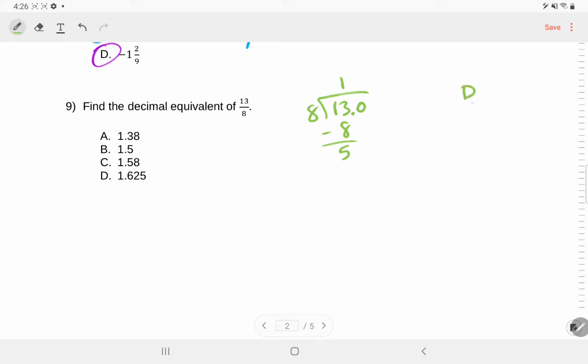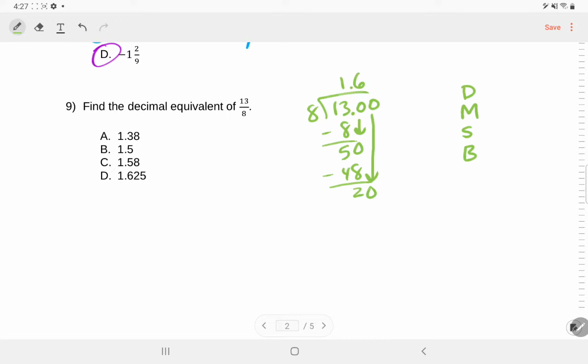Remember, when we're doing long division, it's divide, multiply, subtract, and then bring down. So we're going to bring down the 0 next and follow the same process of dividing. 8 goes into 50. We need to add a decimal also. 8 goes into 50 6 times. So 6 times 8 is 48. So we divide, we multiply, now we subtract. 50 minus 48 is 2. Now we bring down another 0. And then we divide again.